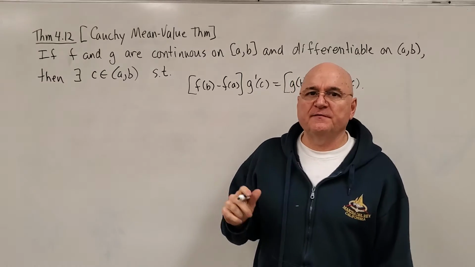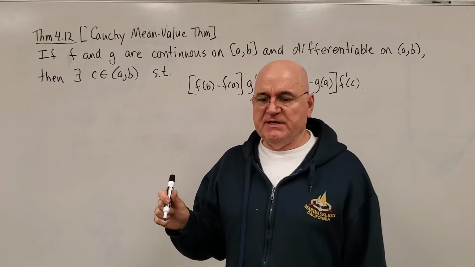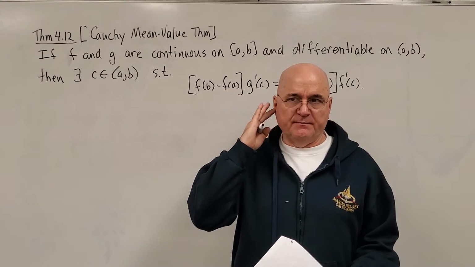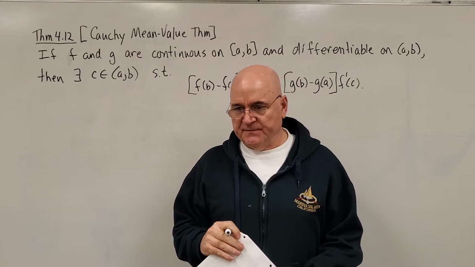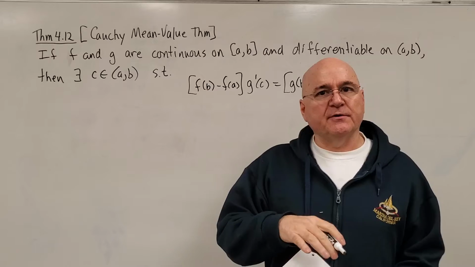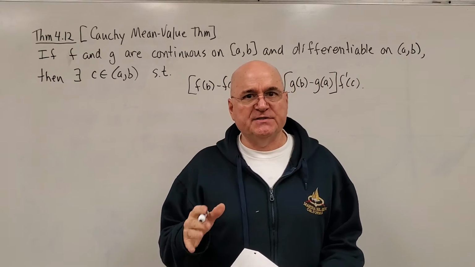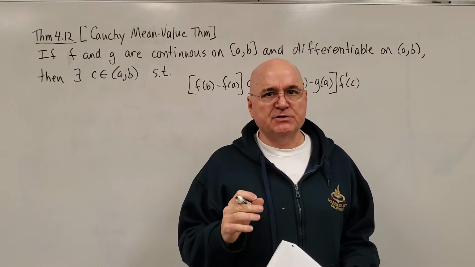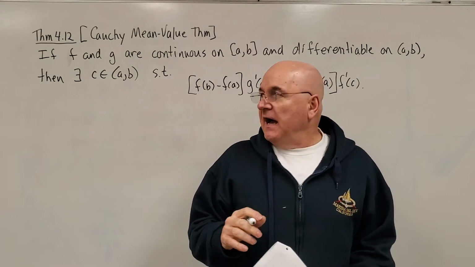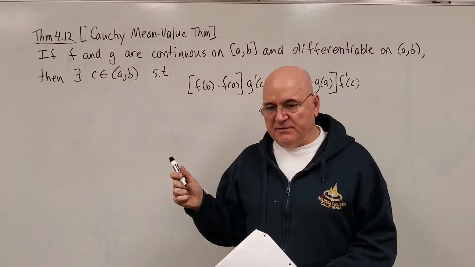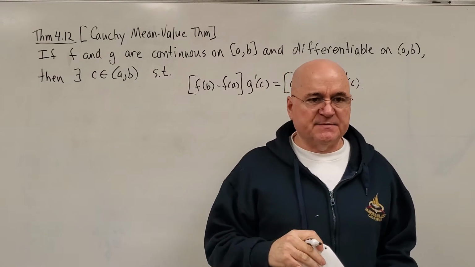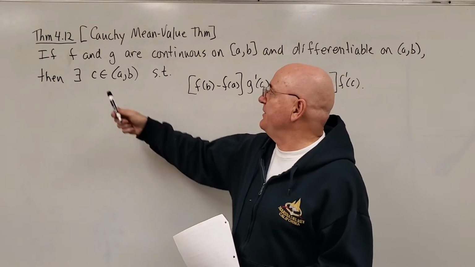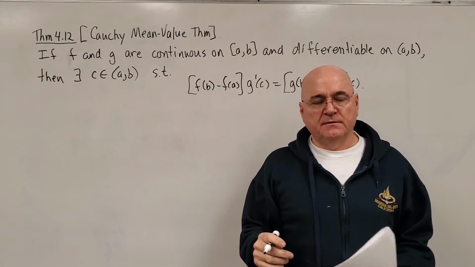Our final theorem of the section is the Cauchy mean-value theorem, which is a generalization of the mean-value theorem that we saw a little earlier. The previous mean-value theorem just used one function, f, one differentiable function. The Cauchy mean-value theorem is going to use two functions. I am not going to prove the Cauchy mean-value theorem. The proof is in the text, but it uses the intermediate value property that we talked about a little earlier. I believe it was theorem 4.11.